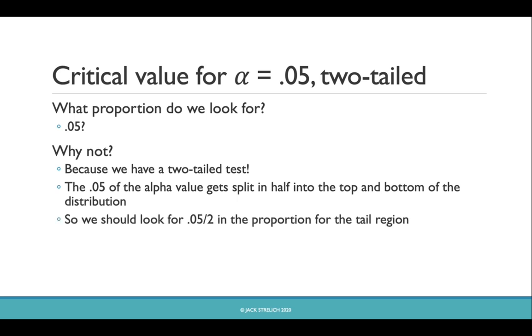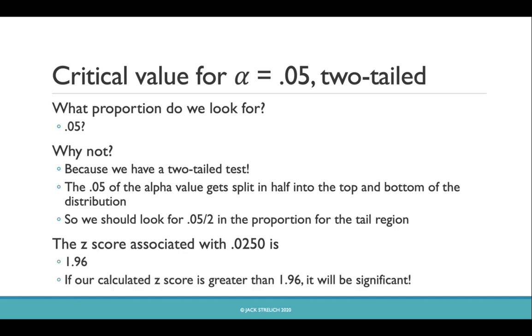So we want to look for 0.05 divided by 2 in the proportion for the tail region. So we look up the z-score associated with 0.025 and find that it's 1.96. Thus, our critical value is 1.96, and if our calculated z-score is greater than 1.96, it will be significant. It will be unlikely that it happened due to chance.